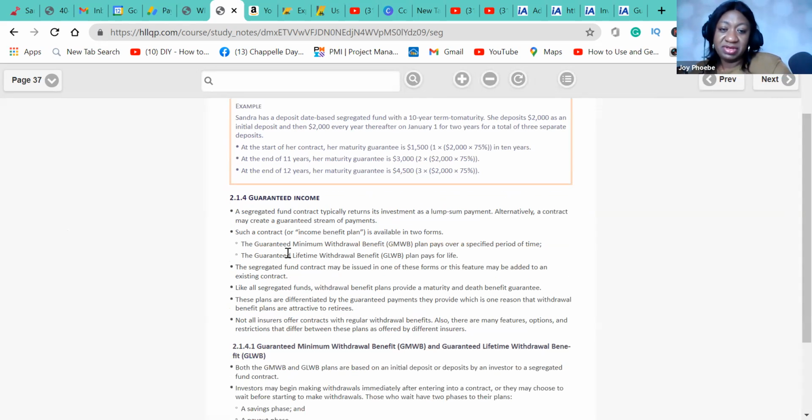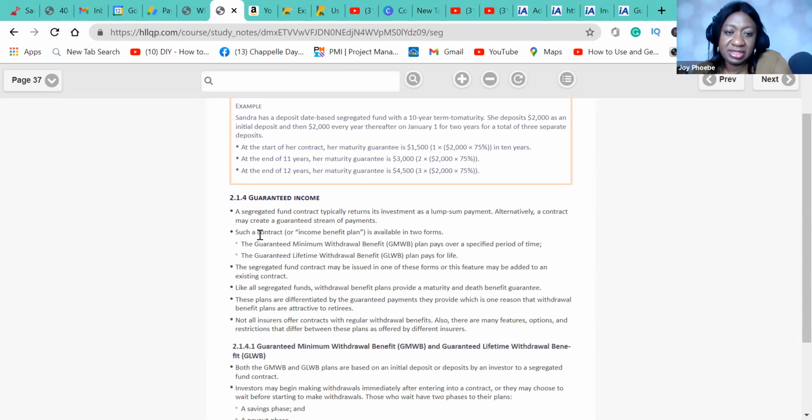Guaranteed income. A segregated fund contract typically returns an investment as a lump sum payment. Alternatively, a contract may create a guaranteed stream of income. The guaranteed minimum withdrawal benefits are available in two forms. One is the guaranteed minimum withdrawal benefit plan, which pays over a specific period of time, or a guaranteed lifetime withdrawal benefit plan, which pays for life.